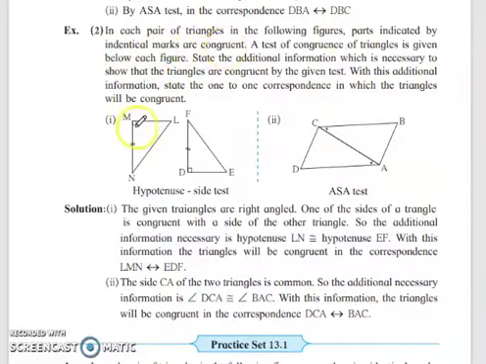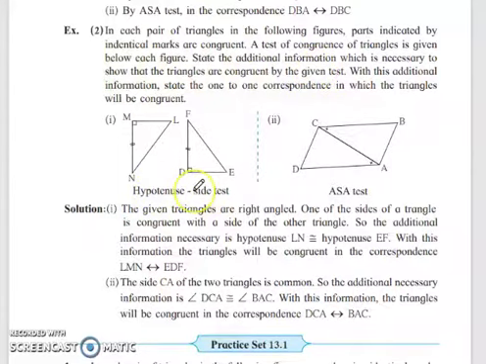Here also the same marking is given in both the triangles to show the congruence of the sides or the congruence of the angles. A test of congruence of triangles is given below each figure: side angle side, or angle side angle, or SAA, side angle angle, or hypotenuse side, whichever test is there by which the two triangles are congruent, that is also given here. State the additional information which is necessary to show that the triangles are congruent by the given test.